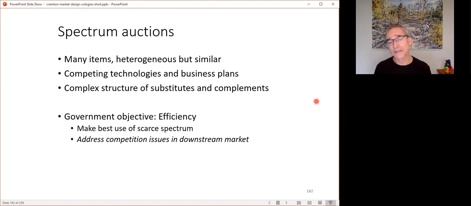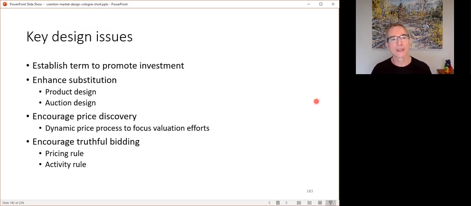The government objective, in my mind, is efficiency, making the best use of the scarce spectrum. We have to consider competition issues in the downstream market. It might increase revenues if we auction off a monopoly communication system, but that wouldn't be good for consumers. We have to consider competition. So even efficiency is a complicated issue in this setting.